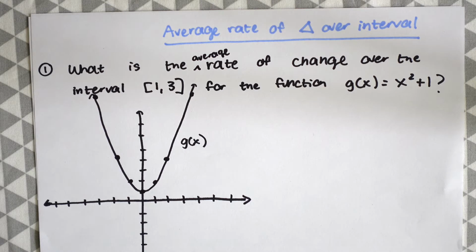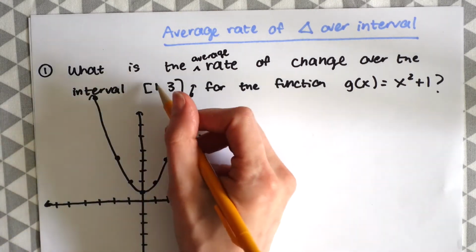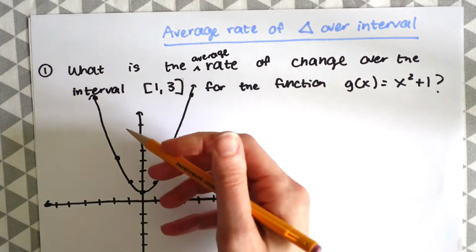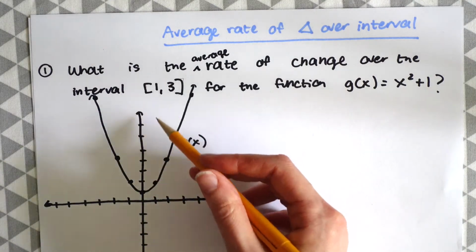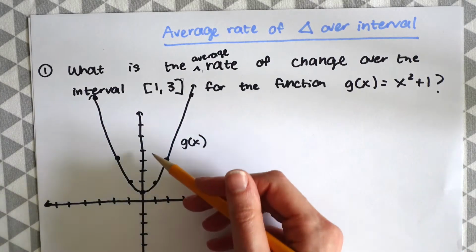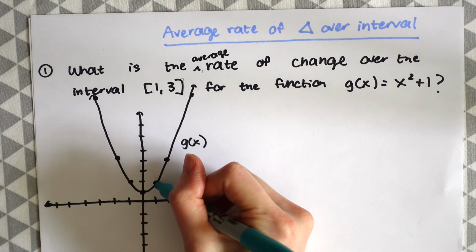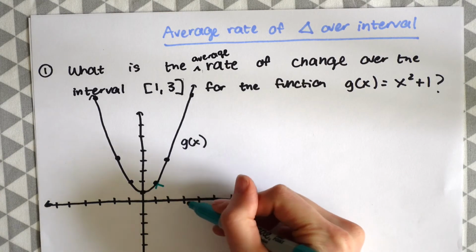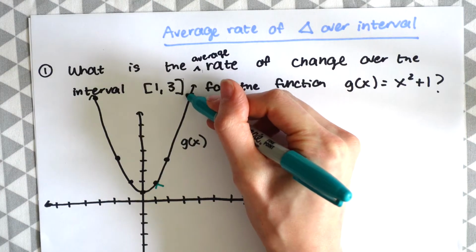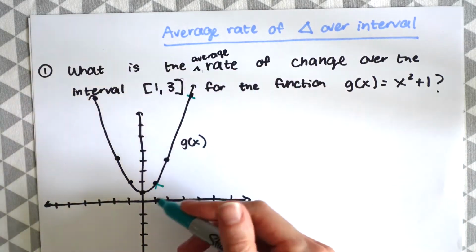What is the average rate of change over the interval [1, 3] for the function g of x equals x squared plus 1? So here they give us g of x, and when we look at our interval, remember these are x values, and when we have closed brackets like this, that means we're going to be including those x values. So we want to know the average rate of change, otherwise known as the slope, right? We know what the average rate of change is, the slope between 1 and 3. So when we look at our x values at 1 and 3, here's our x value at 1, and then if we go over to 3, we can see our x value is about here. And we want to know the change happening from here to here.